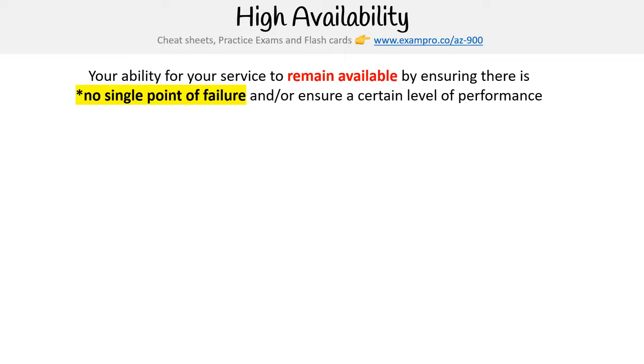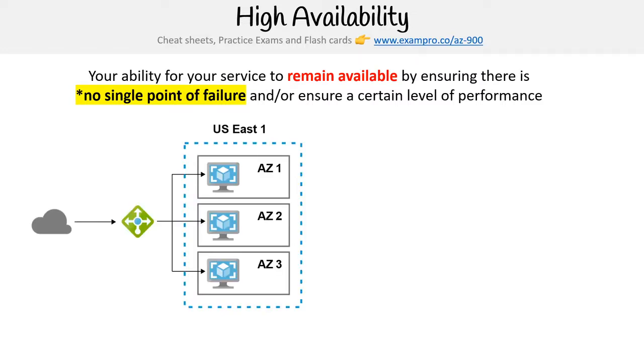Hey, this is Andrew Brown from Exam Pro, and we are looking at the concept of high availability. So this is your ability for your service to remain available by ensuring there is no single point of failure or ensure a certain level of performance. So here I have a technical architectural diagram that is describing high availability. The idea behind this is that if you have a server which runs your web application, if you were to run redundant versions of your server, if anything happened to a single server, traffic could always be routed to those other servers, and that way your service would remain available.